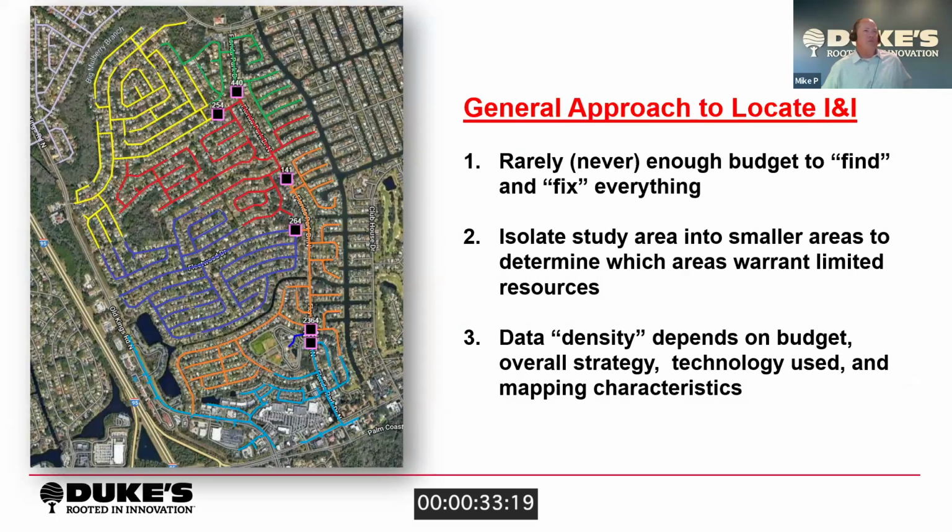The general approach to locating I&I: number one, there is rarely, and really never, enough budget to locate and remedy all of the I&I. So the general approach is to isolate a larger area into smaller areas, then determine which of those areas warrant the limited resources, and then decipher which amounts could be applied to which of those areas. And then number three, the data density, as I'm calling it: each of the little sub areas are in different colors, but you can see there are 6 black squares. So budget is certainly a big part of this, and then the overall strategy.